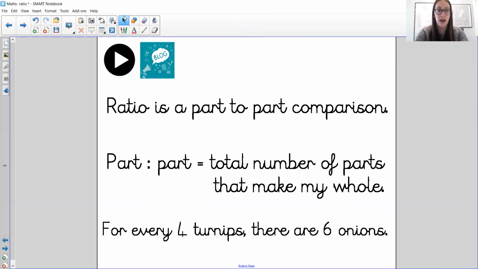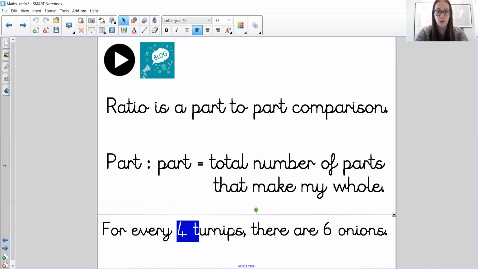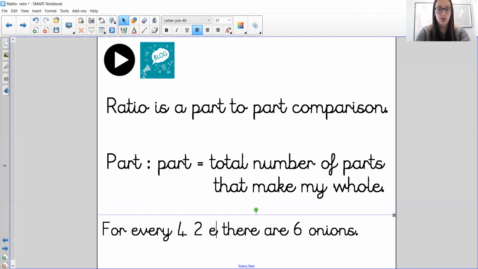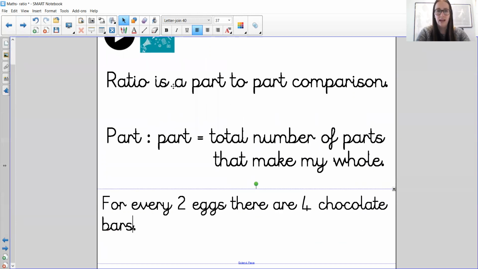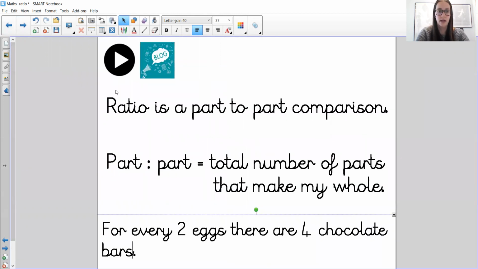Right, let's change this then. Let's go back to the cake one, because I like that. Let's say for every 2 eggs, there are, let's go for 4 chocolate bars. Maybe we're making like a brownie or something like that. That sounds like my kind of recipe.